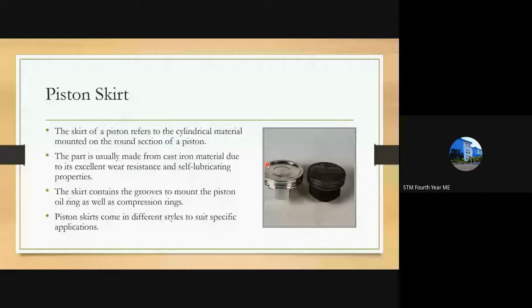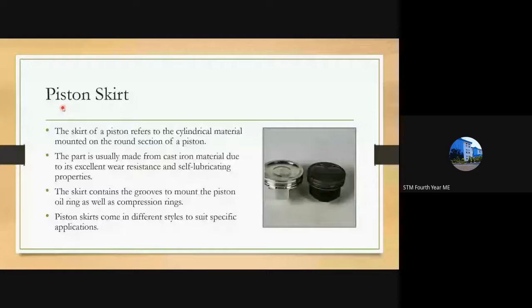Next part is the piston skirt. So why is it called a piston skirt? You know that small children in kindergarten wear skirts, okay. And the piston also is shaped in the form of a skirt. So you can see the bottom portion of the oil ring is called the skirt. It will be in the model of a skirt, and that part is called the piston skirt.